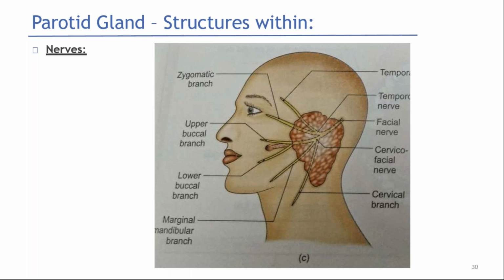Coming to the nerves which pass in the parotid gland, there are 5 branches which are very important: the temporal branch, zygomatic branch, upper buccal branch, lower buccal branch, marginal mandibular, and cervical branch. So this might have been discussed numerous times in your anatomy in your first year.